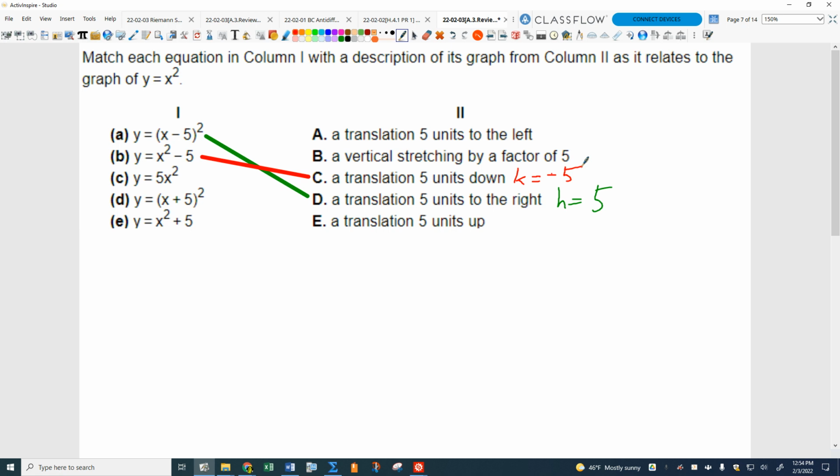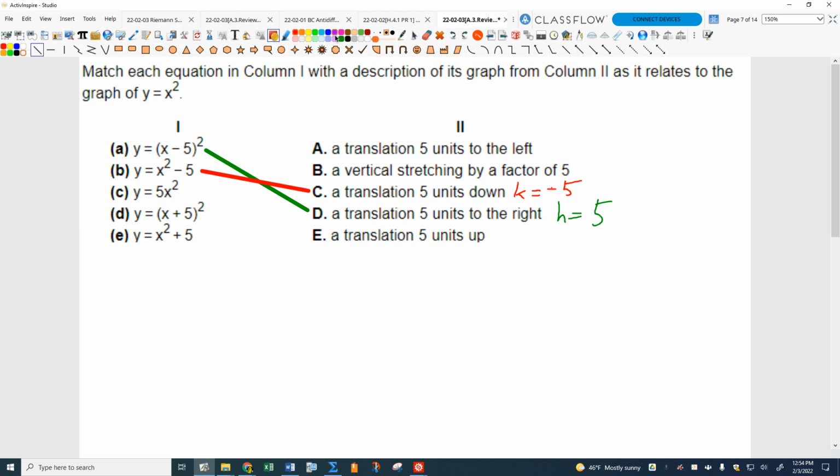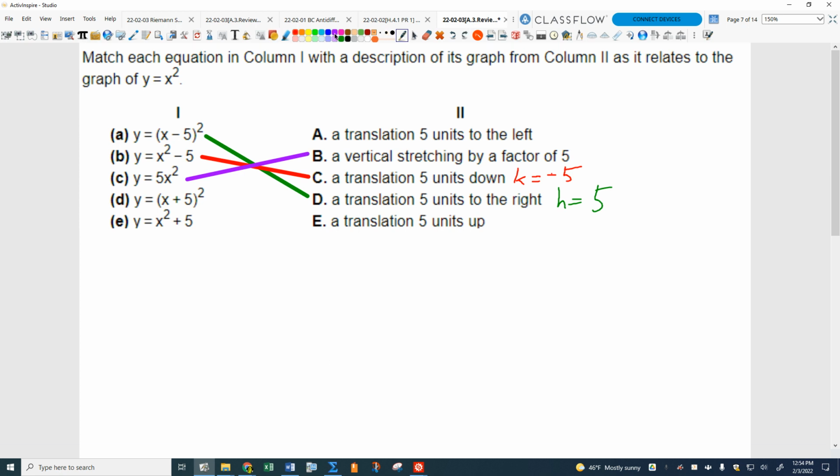Okay, next one. Where's that guy going? B, okay, because that's a value of what? A, H, or K? A. A equals 5.